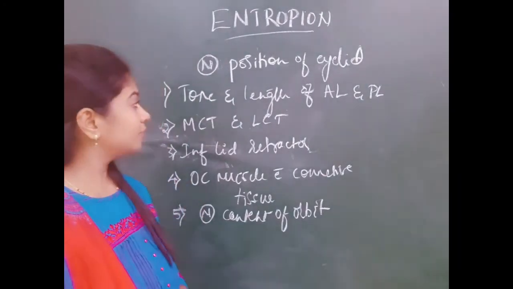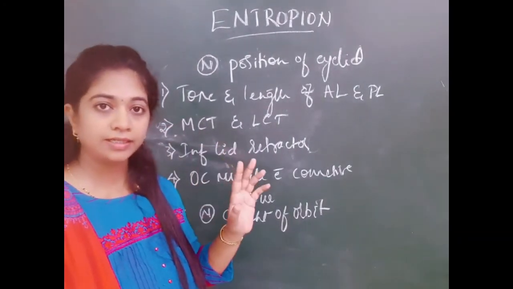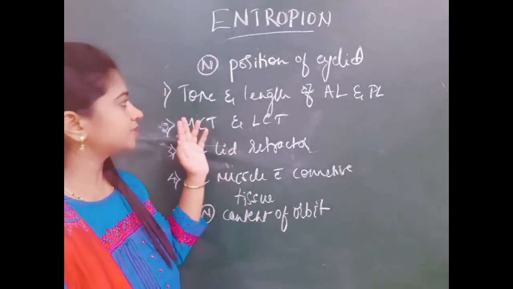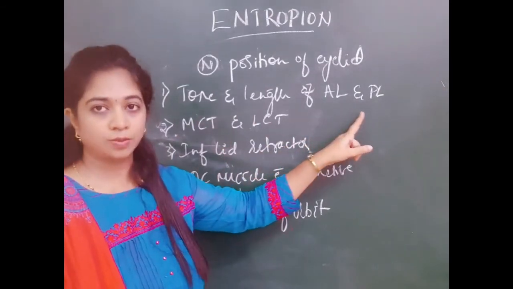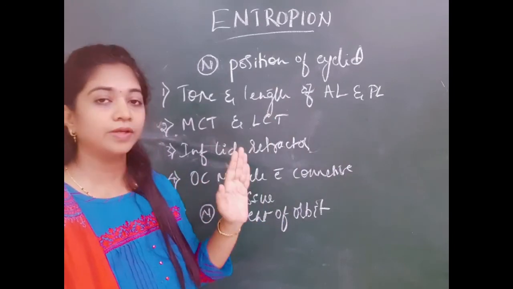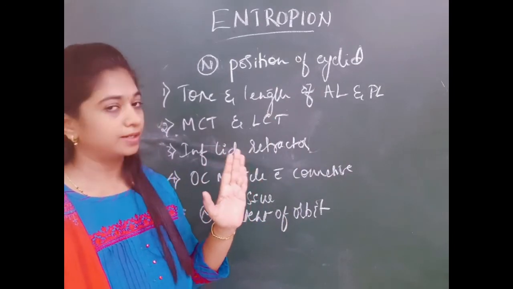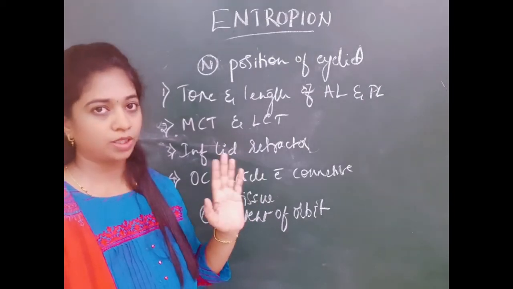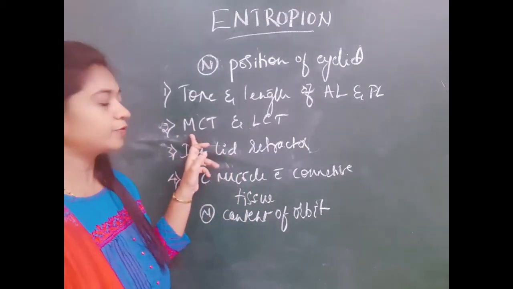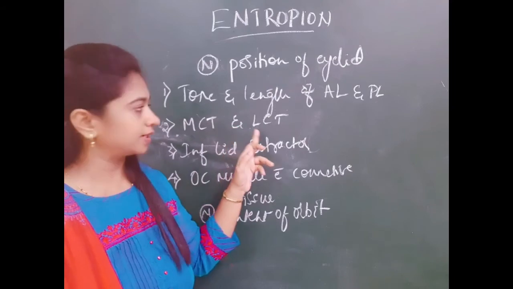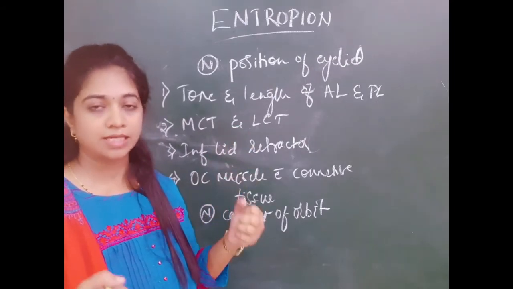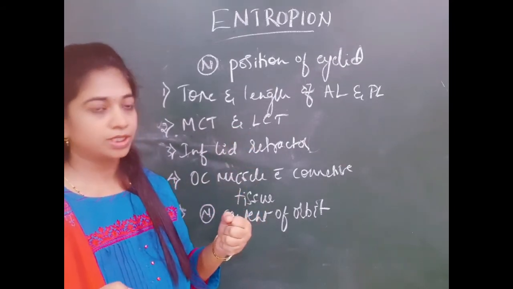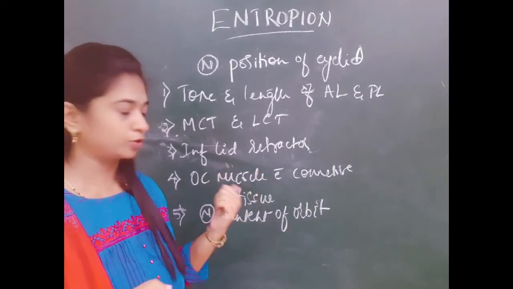So now let's see what are the forces which keep the eyelid in its normal position. The first, as I told, is the anterior lamina and the posterior lamina. That is, there should be equal tone and length of the anterior lamina and the posterior lamina. If there is any disparity, it may lead to entropion or ectropion. And the second force is the medial canthal tendon and the lateral canthal tendon, which keep the tarsal plate in its normal position, thereby preventing entropion or ectropion.